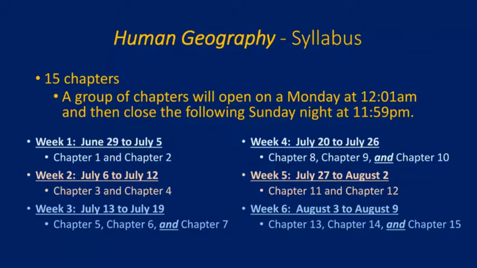So week 1 will begin on Monday, June 29th at 12:01 a.m. and then close on Sunday, July 5th at 11:59 p.m. In that week's worth of work, you'll complete chapters 1 and 2 from the online textbook. Then we go to week 2. Obviously, chapters 1 and 2 are done for the semester, can't do anything with them, and so then we'll work on chapters 3 and 4 during the second week. Same thing, begin on Monday, July 6th, and end on Sunday, July 12th.